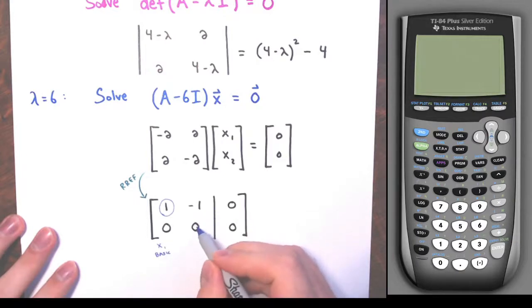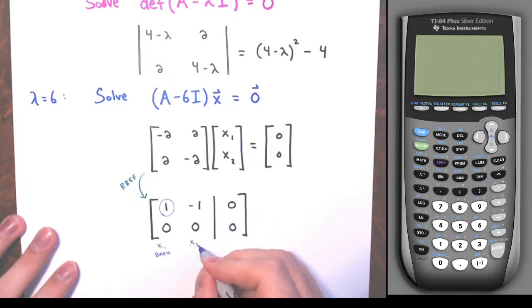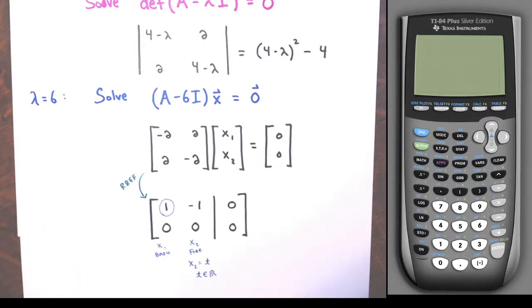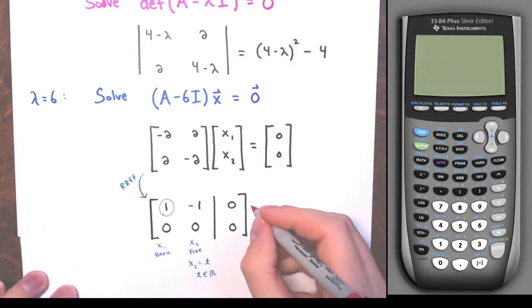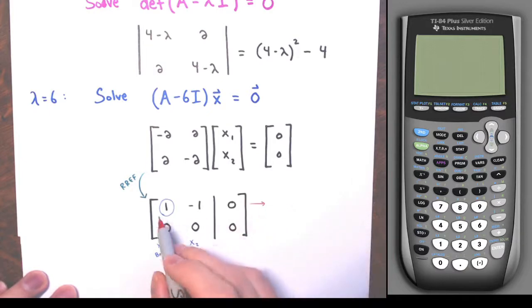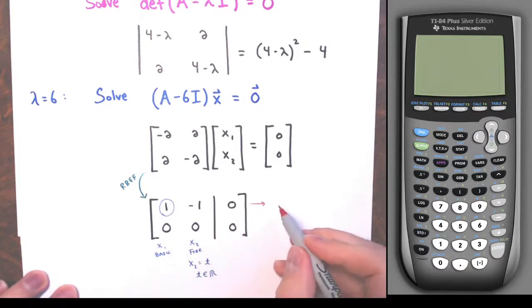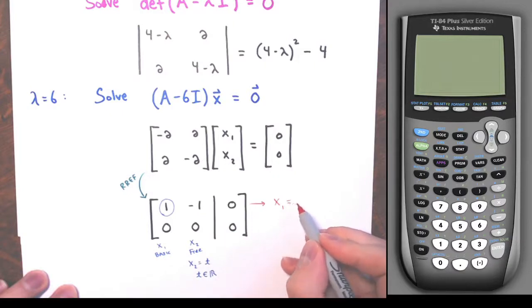Then this is not a pivot column, so x2 is free. And you know me, I like to replace my free variables with other parameters, other expressions that represent real numbers. So I'm going to have x2 be t, where t is any real number. And then from the first row, we're getting that x1 minus t equals 0, so x1 must also be equal to t.